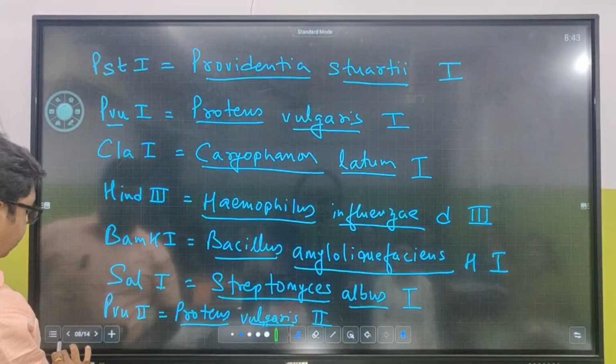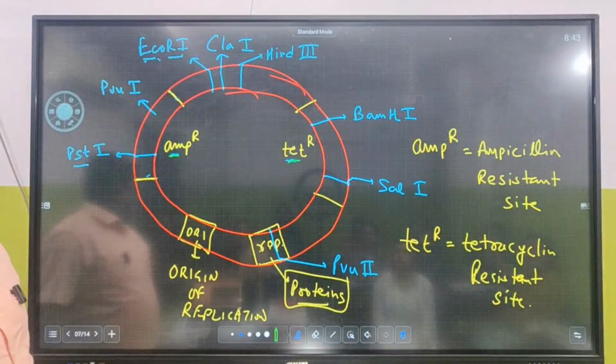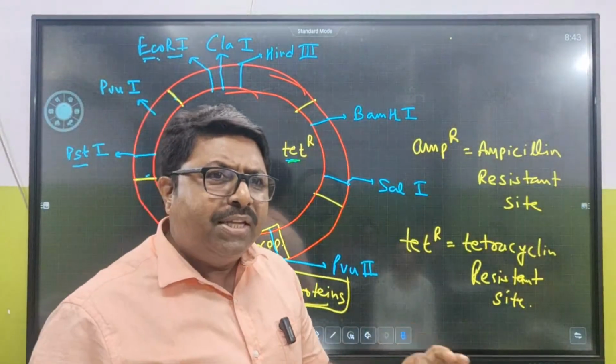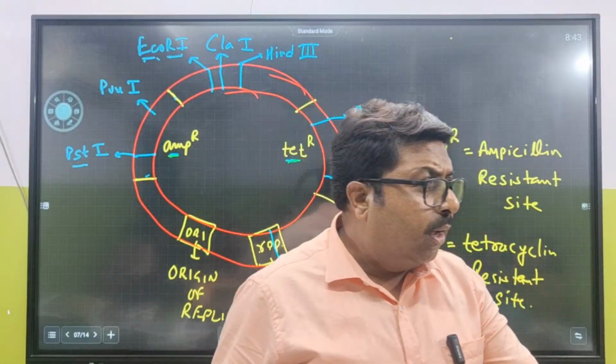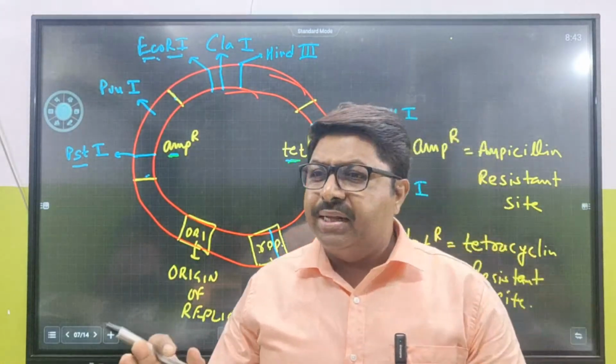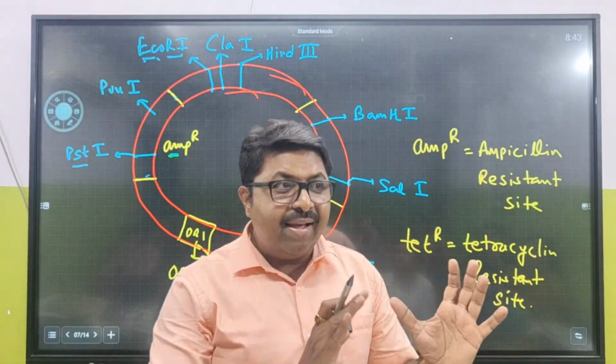Let me see the original one. What is this site? Tetracycline site. What is this site? Ampicillin resistant site. We call these two selective markers, or the cloning sites, because we are going to clone the DNA, the desired DNA, the gene of interest, inside this.